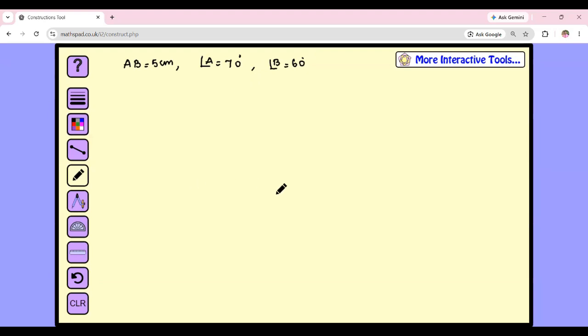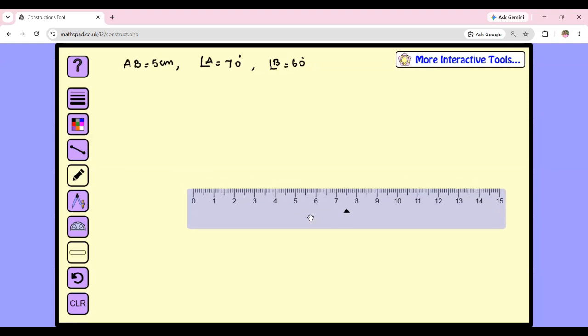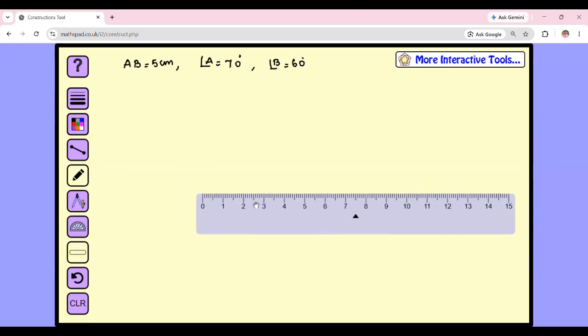Always draw the diagram in the center so that we'll have enough space. First of all, I have to draw AB equal to 5 centimeter. Just take your ruler and mark 5 centimeter. This is my 5 centimeter.